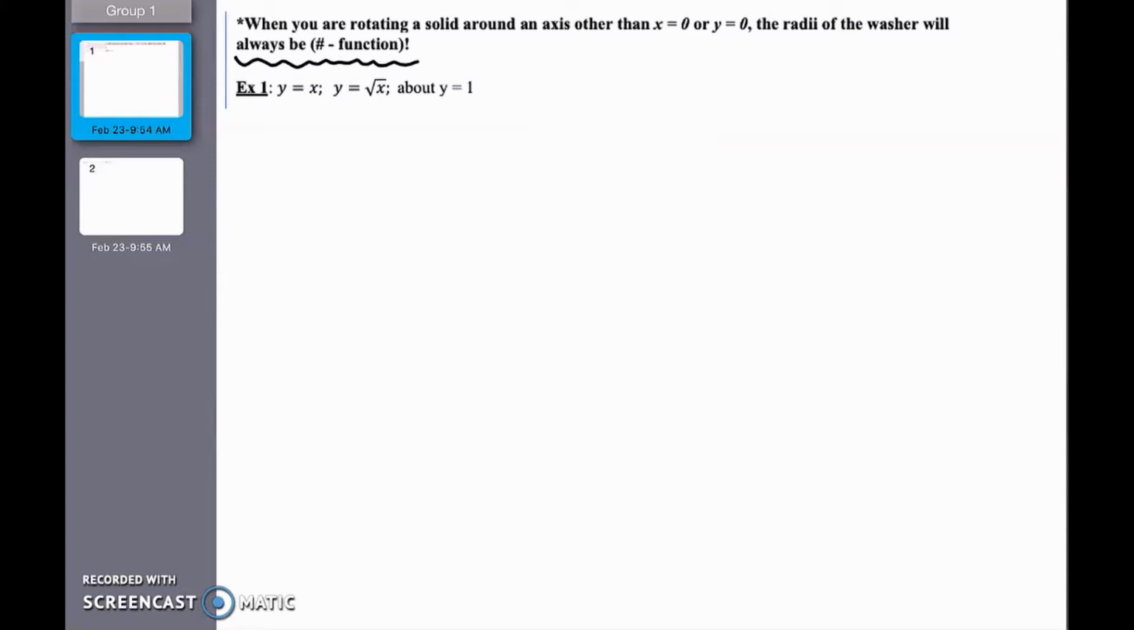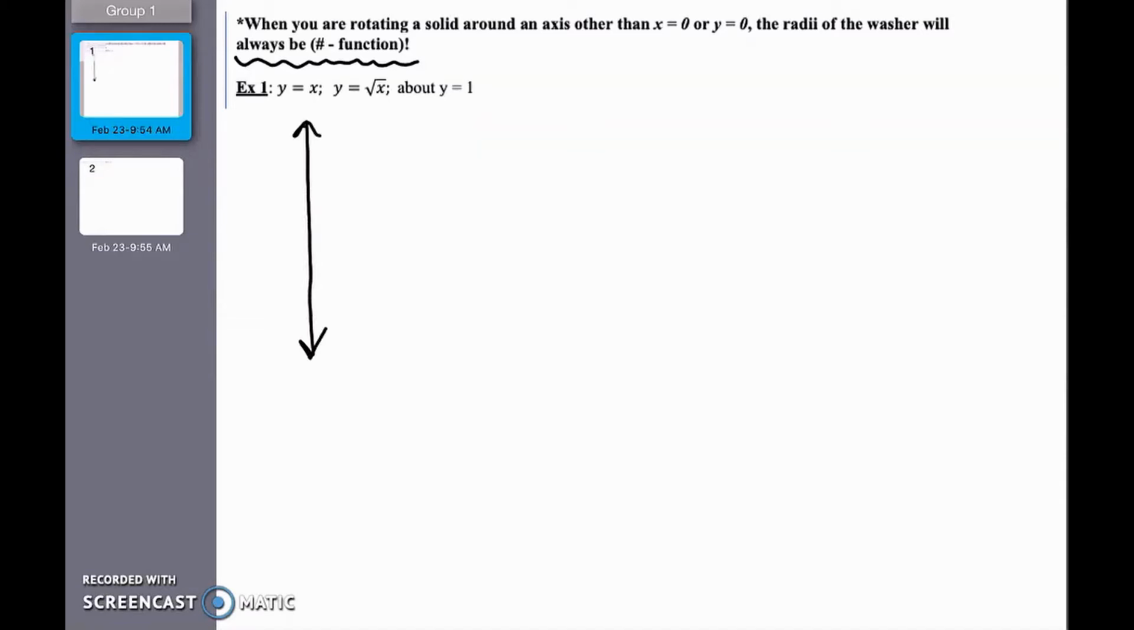Okay, so we haven't been given any limits of integration or any values here that these functions are between. So I have a feeling that we're going to have to identify the intersection points of these two values, and that's going to help us figure out our limits of integration. So let's start by building a picture to see what we are working with.